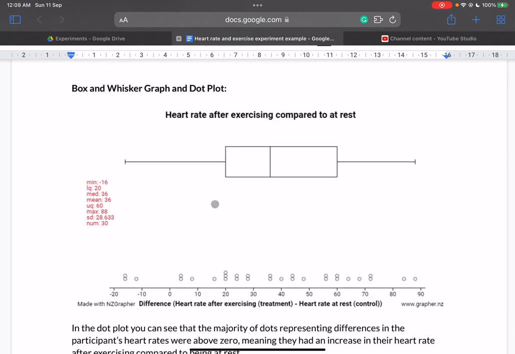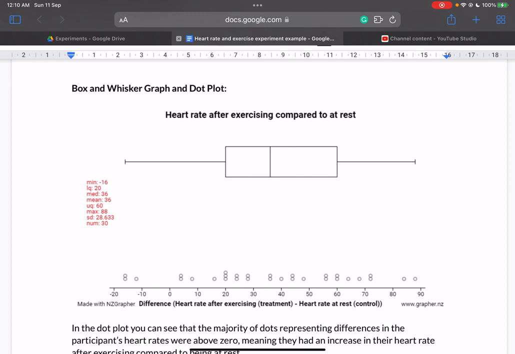So since the lower quartile is above 0, we've got 25%, 50%, and 75% that are above that line there. So that means that 75% of your participants had an increase in their heart rate because that line there is above 0. If this line here is below 0, that means that 75% decreased their heart rate, decreased the response variable. And that's how you analyze your box and whisker graph.